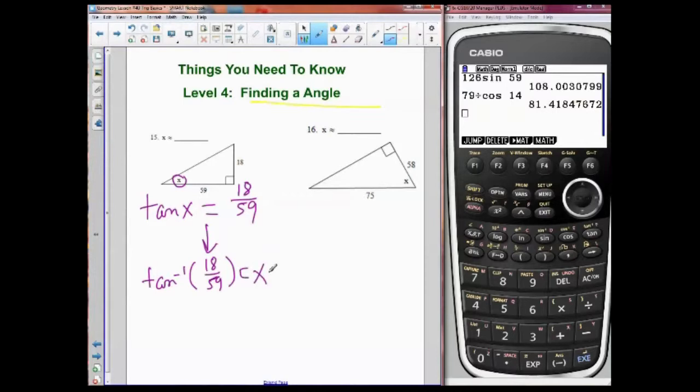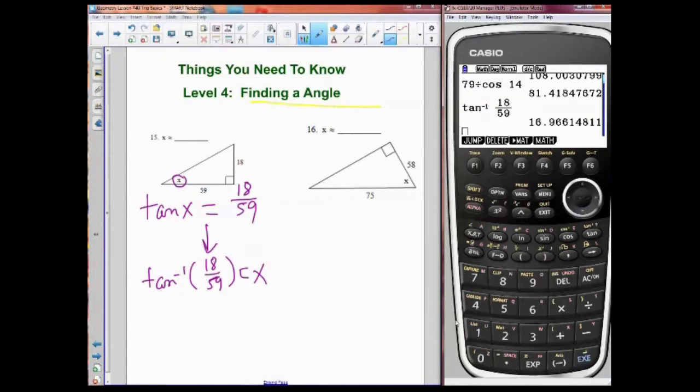Can't do much more other than put it in the calculator. So over here on my calculator, I have my shift key because that's going to activate these guys right up top here in that funny little yellow-orange color. There's my tan inverse. I'll go to my fraction symbol, put 18 over 49, tab down, 59, enter, and there's my angle. Looks like 16.96. We'll call it 17 degrees rounded. So my angle is about 17 degrees.